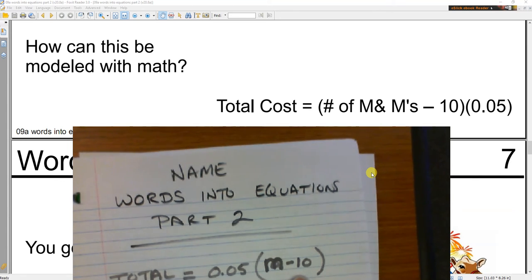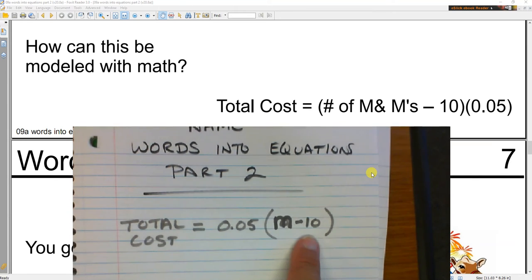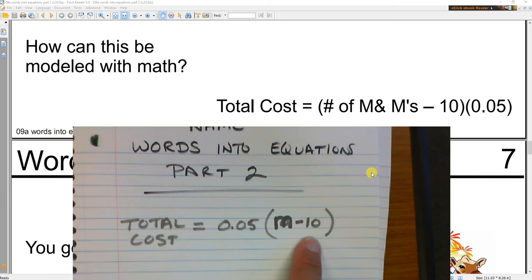What this is saying is that we get 10 free M&Ms, and we have to pay for everything over 10. So right here, I know it would go negative. Don't worry about it going negative. If I got 8 M&Ms, I would have to pay for -2, which means I pay for nothing. If I get 10 M&Ms, 10 minus 10 is 0, which means I pay for none of them. If I get 12 M&Ms, 12 minus 10 is 2, and I have to pay for those 2 M&Ms. This is how I could model that situation.